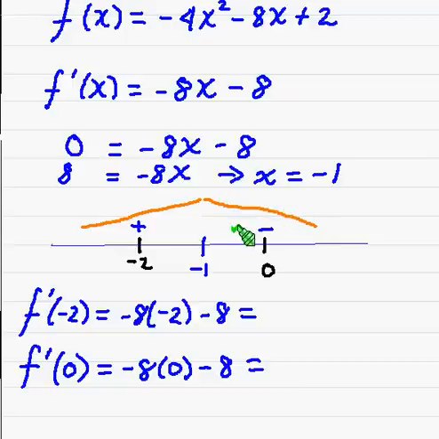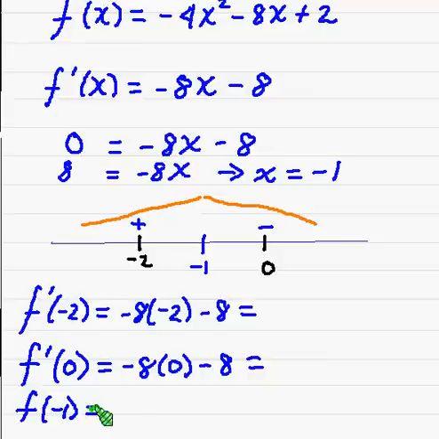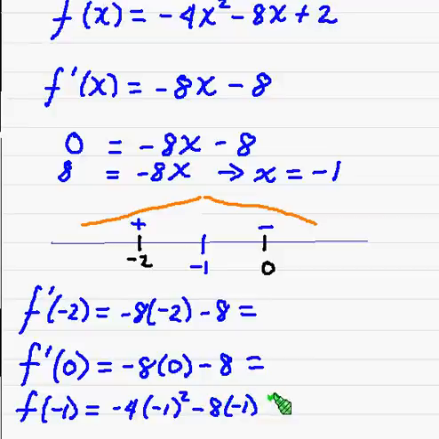And of course, we find the points on the graph, and that means that we're going to have to take negative 1 and plug it back into the original. So f of negative 1 is equal to negative 4 times negative 1 squared minus 8 times negative 1 plus 2. And of course, we will have to get this value here. So negative 4 times negative 1 squared is just negative 4, and negative 8 minus 1 is a positive 8. So we have negative 4 plus 8, which is going to give us 4, and 4 plus 2 is 6.